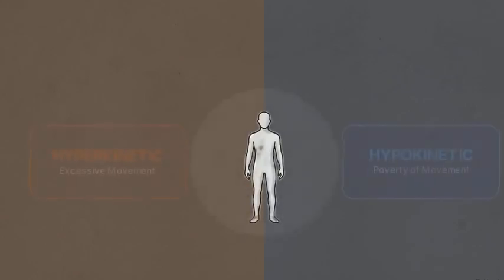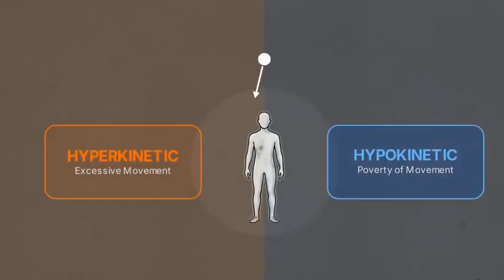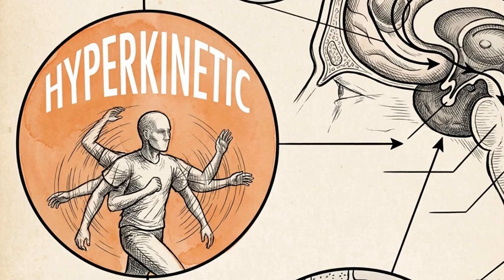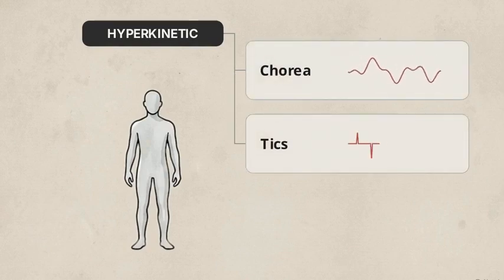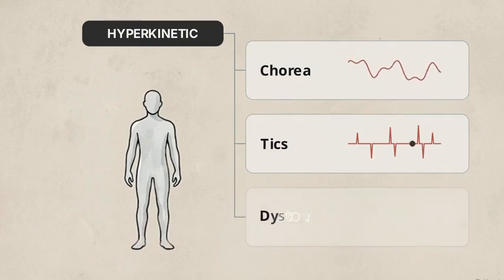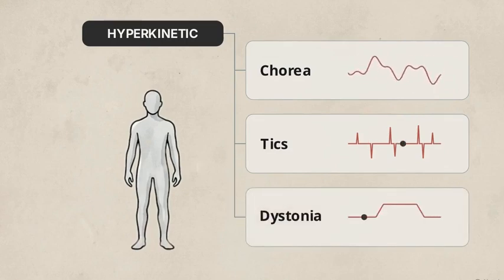Before considering specific pathologies, the physician must observe the patient's physical state and place them into one of two broad domains. The first domain is the hyperkinetic state. This is characterized by an excess of involuntary movement. If you observe irregular, dance-like motions, you're seeing chorea. If you see sudden twitches, those are tics, and sustained twisting muscle contractions indicate dystonia.